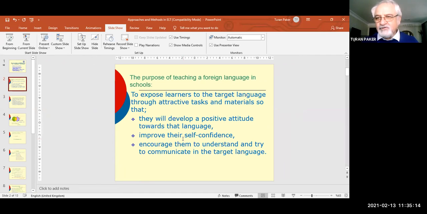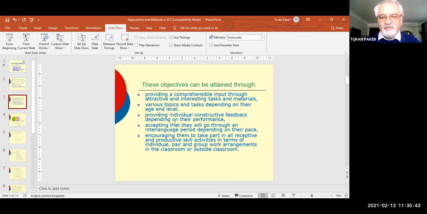Everybody wants this. I mean, we will expect students to be able to communicate with self-confidence. But teachers usually have a certain attitude that initially, especially, they focus on accuracy more than fluency. And if we have such an equation, first accuracy, then fluency, then that creates some problems. So what we can do as objectives is providing comprehensible input through attractive and interesting tasks and materials, and various topics and tasks depending on their age and level, which is very important.